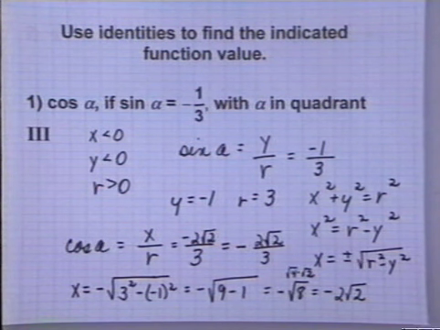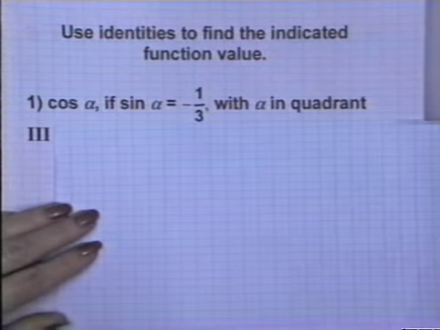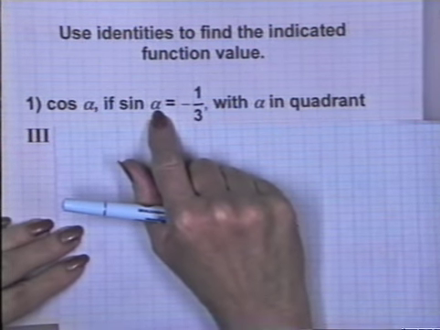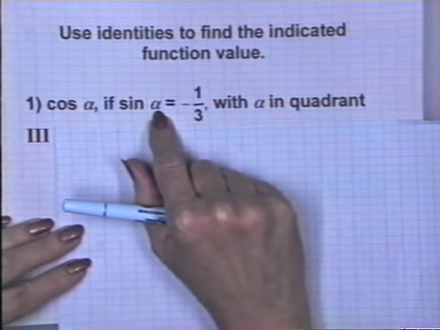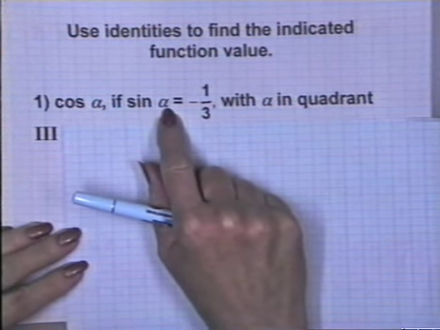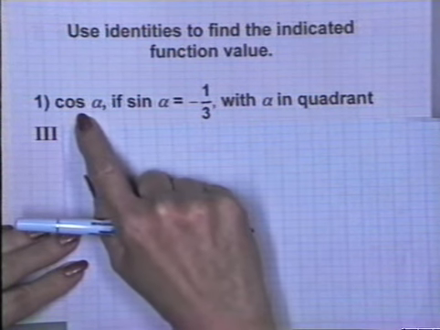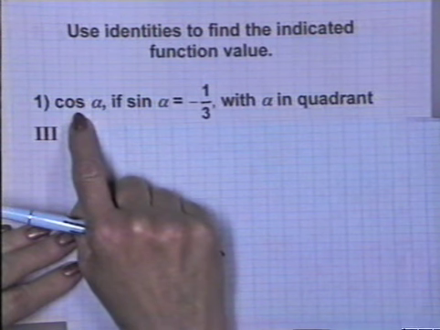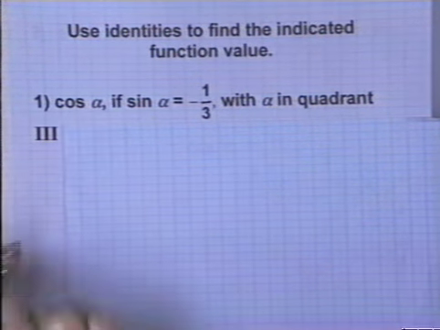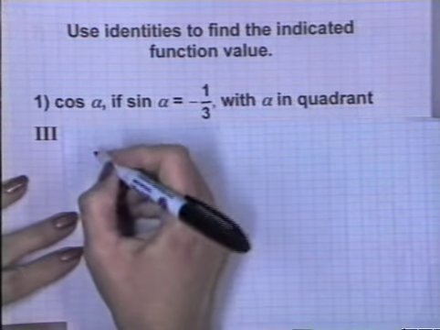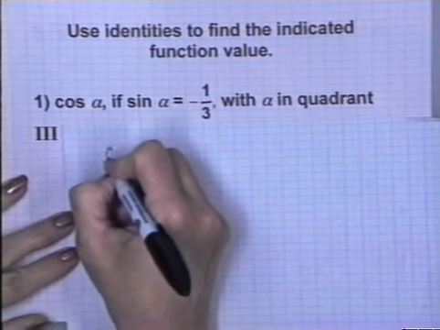I start with the very same information, but when I'm given the sine of alpha, it is fairly easy for me to find its reciprocal, the cosecant of alpha, or to find its Pythagorean identity relationship function, which is the cosine of alpha. So what I'm going to do here is work off of my Pythagorean identity.